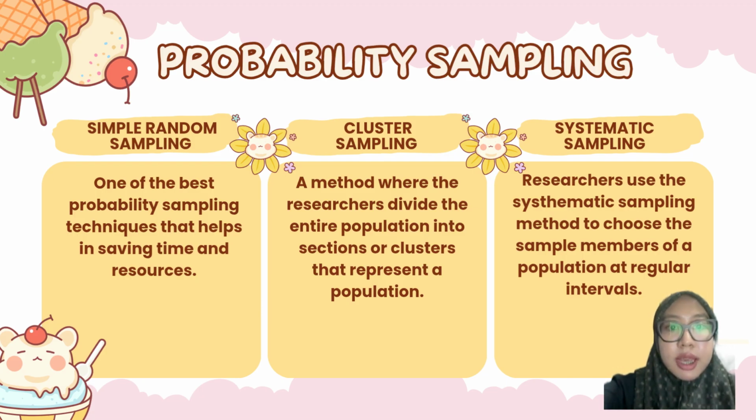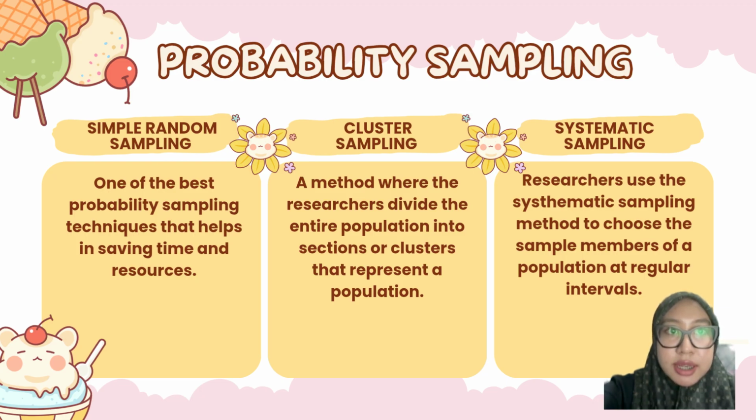There are four types of probability sampling techniques. Number one is simple random sampling. It's one of the best probability sampling techniques that helps in saving time and resources. It is a reliable method of obtaining information where every single member of a population is chosen randomly, merely by chance. Each individual has the same probability of being chosen to be a part of a sample.